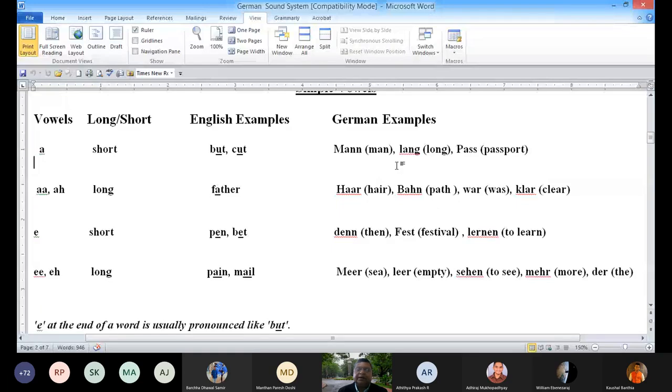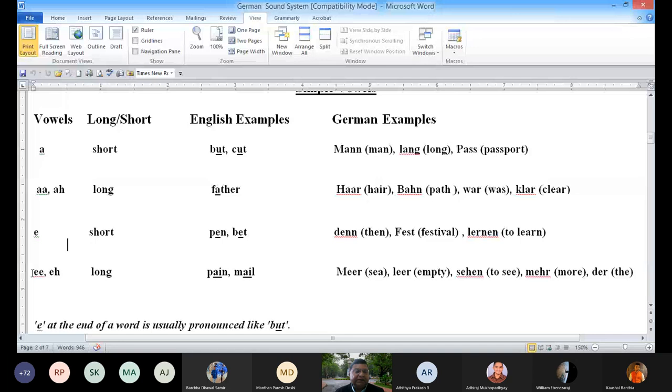So M-A-N-N is Mann, L-A-N-G lang, and P-A-S-S Pass. And father, if you pronounce English words, similarly you can pronounce the German words like Haar and Bahn, War and Klar. The meanings are given in the bracket. Then the next vowel was E. It is short and long like pen and pain. So you have seen that it is pronounced like D-E-N-N, den, F-E-S-T, fest, and L-E-R-N-E-N, lernen.